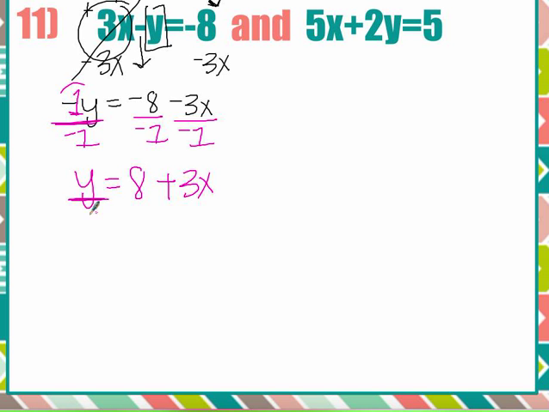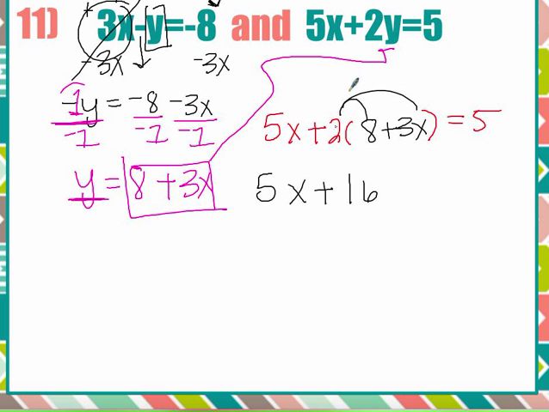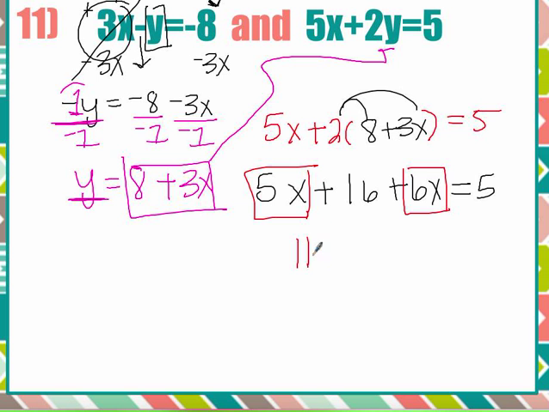So now I actually have what y is equal to, and I can take this expression, plug it in where y is. So we've got 5x plus 2 times y equals 5. When we did it all the way, cleaned it up, we found out y is equal to 8 plus 3x. Distribute the 2. We've got 5x plus 2 times 8 is 16. 2 times 3x is 6x. And it's all equal to 5. Combine our like terms on this left side. And we have 5x plus 6x is 11x plus 16 equals 5.